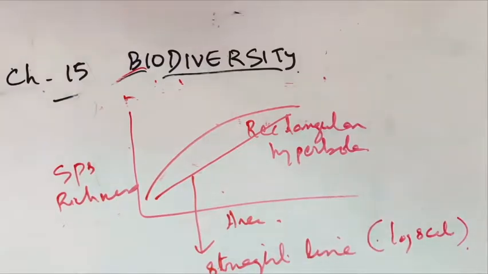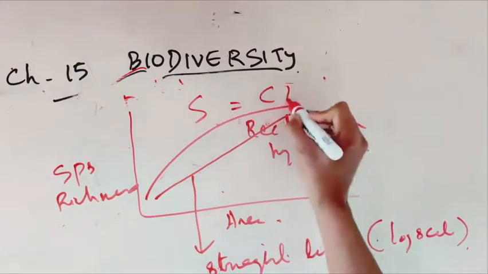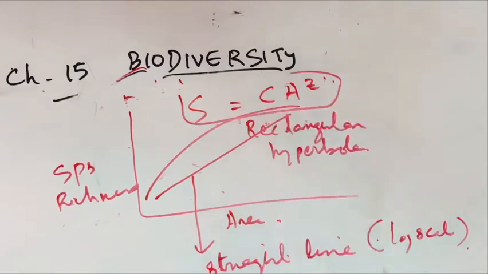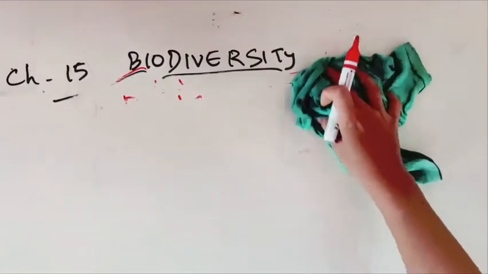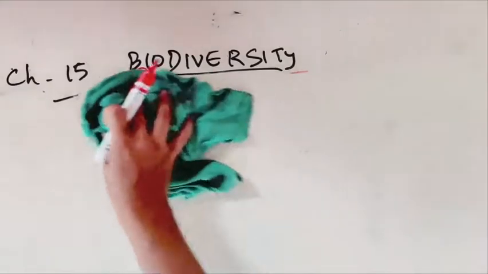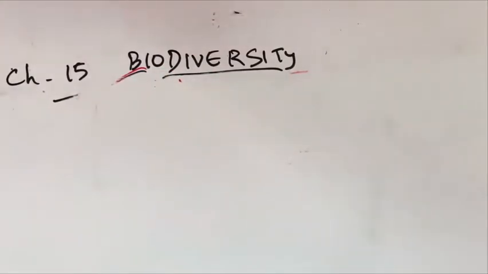And then after that, the relationship is S equals C A to the power Z. S is species richness, A is area, C is the Y intercept, and Z is the slope of the line. So this is how it works. The larger the area, the more species, whether birds or whatever species it is, animals or plants. All right.